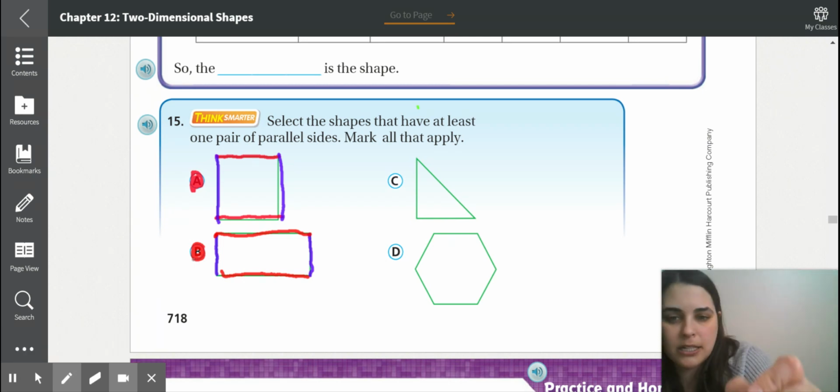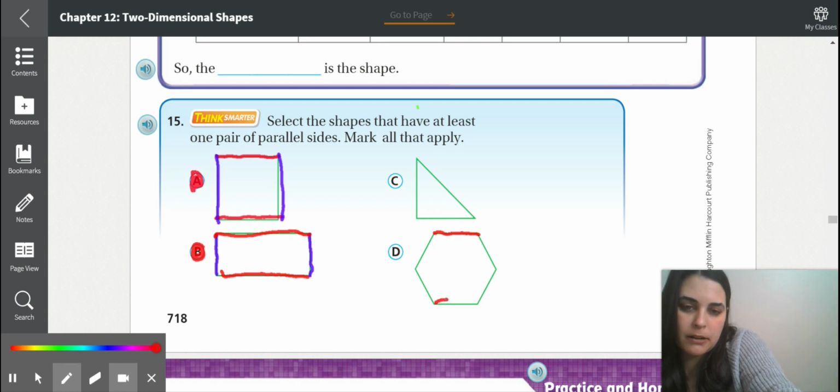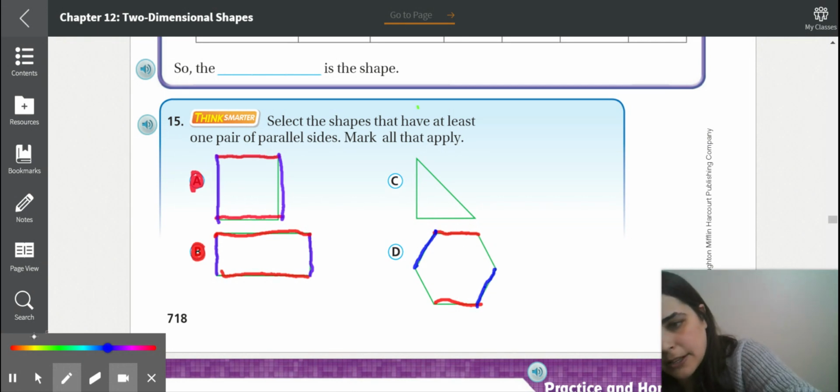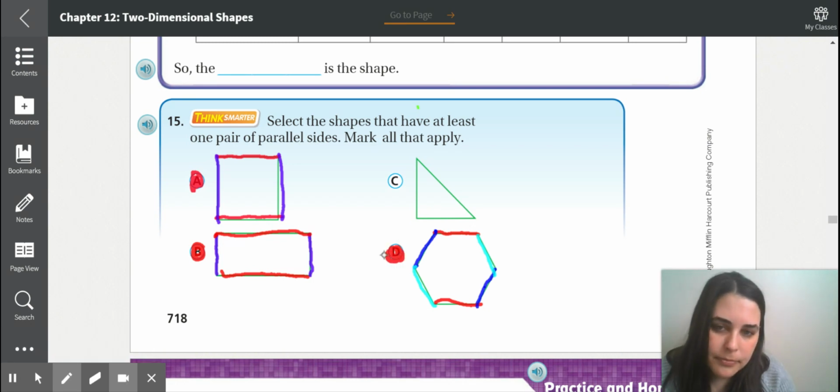And then let's look at D. Those are parallel. Those will never touch. Those sides are parallel. They will never touch. And there's even one more. These sides will never touch. So we also know that D is also an answer.